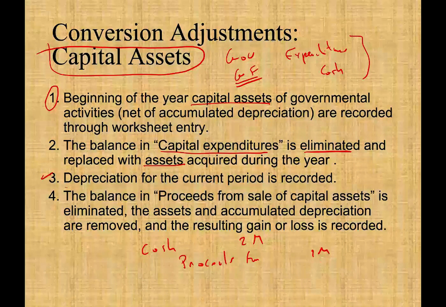So this is what we did under the governmental fund. Well, guess what? Proceeds from sale, it was an income statement account: revenues, expenditures, and changes in net position. But guess what? This is not what really happened.